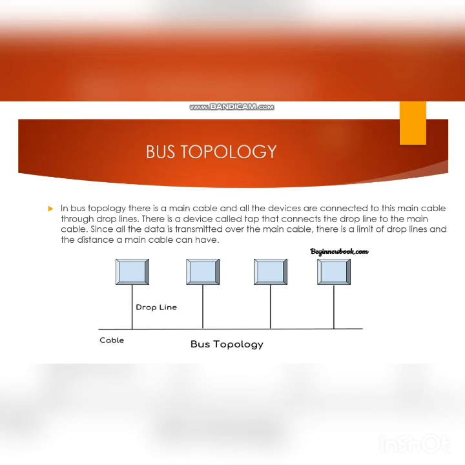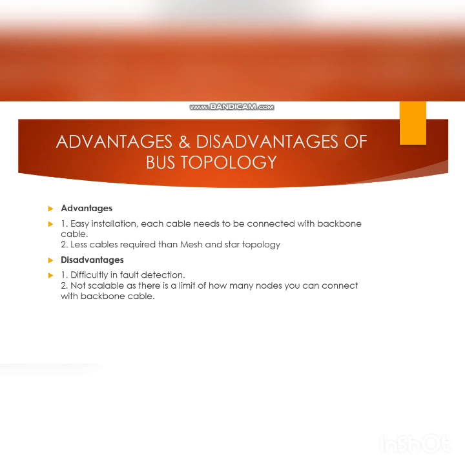Bus topology. In bus topology, there is a main cable and all the devices are connected to the main cable through drop lines. There is a device called a tap that connects the drop line to the main cable. Since all the data is transferred over the main cable, there is a limit on the number of drop lines and the distance a main cable can have. Advantages: easy installation, each device needs to be connected only to the backbone cable. Less cable required than mesh and star topology.